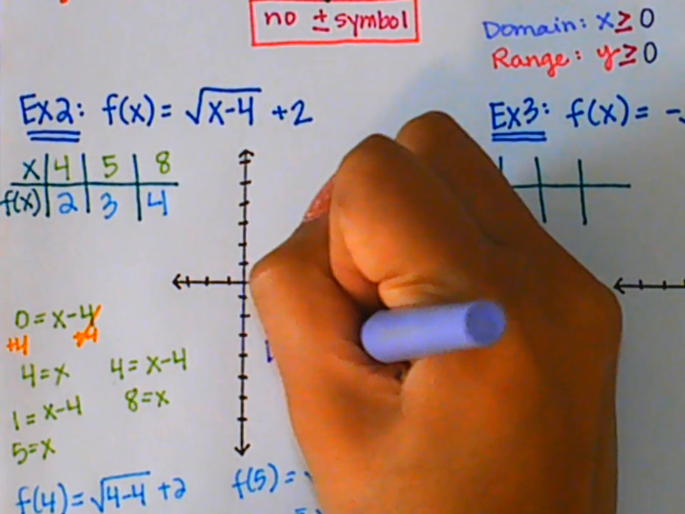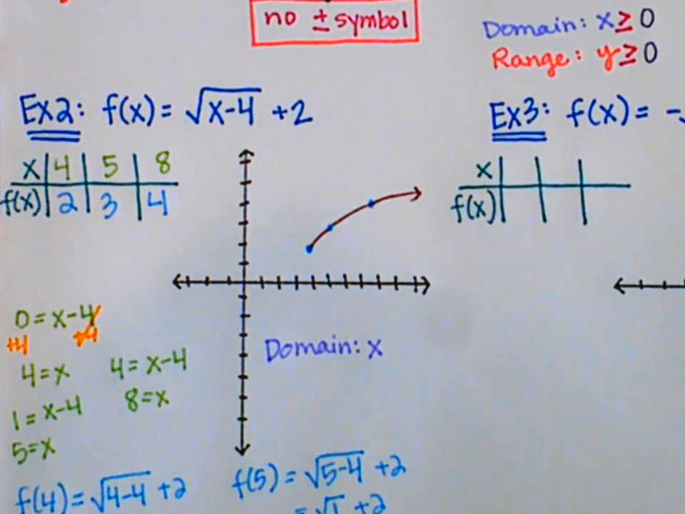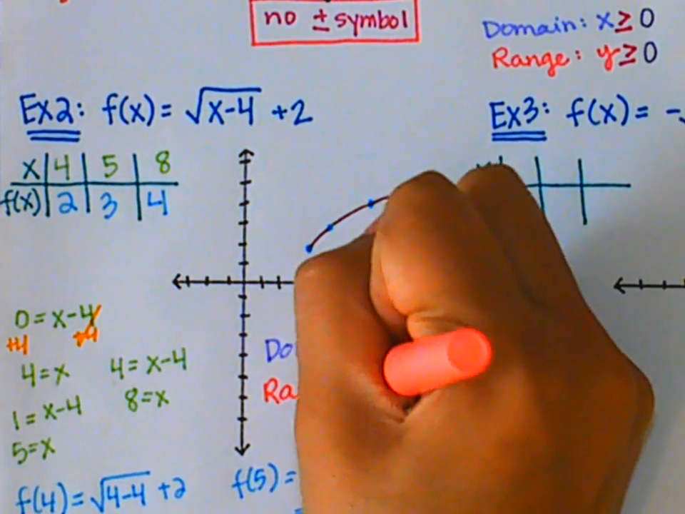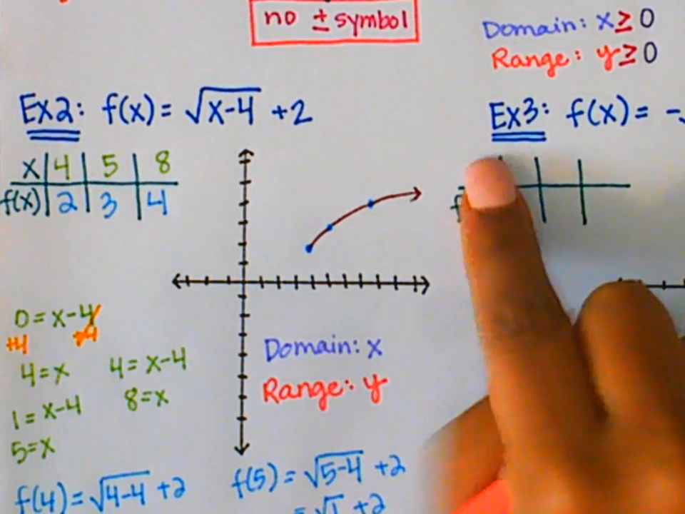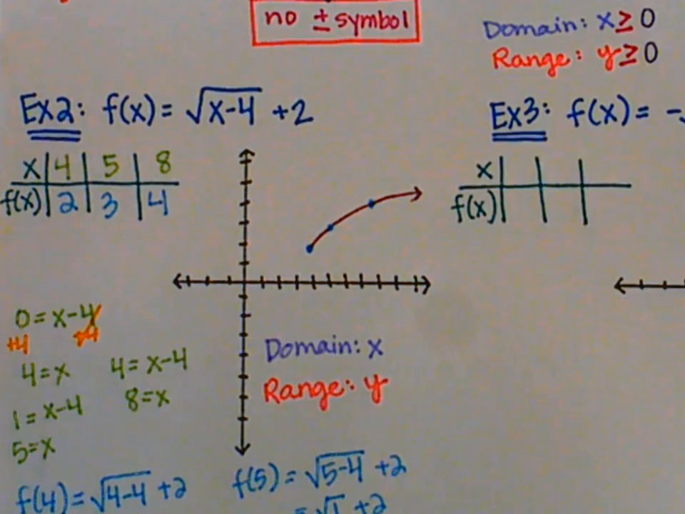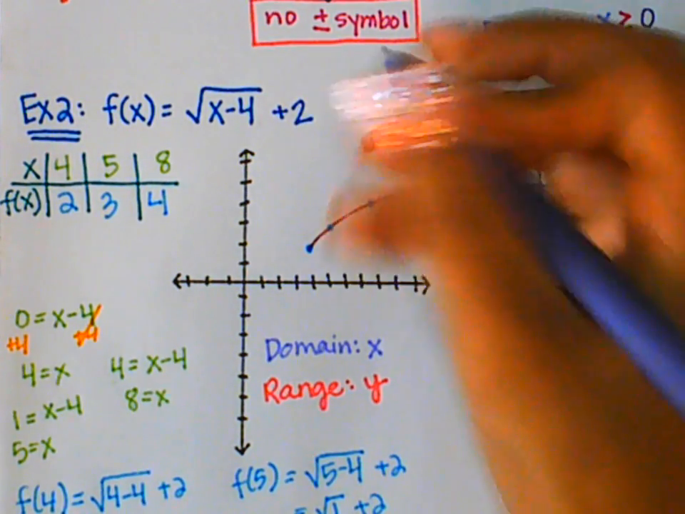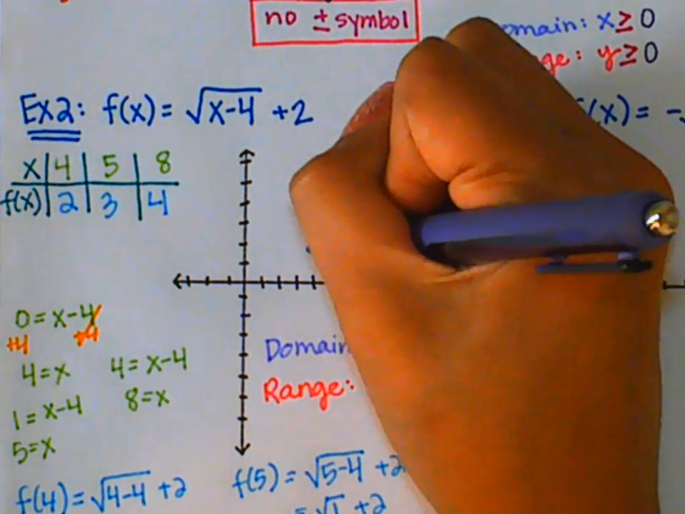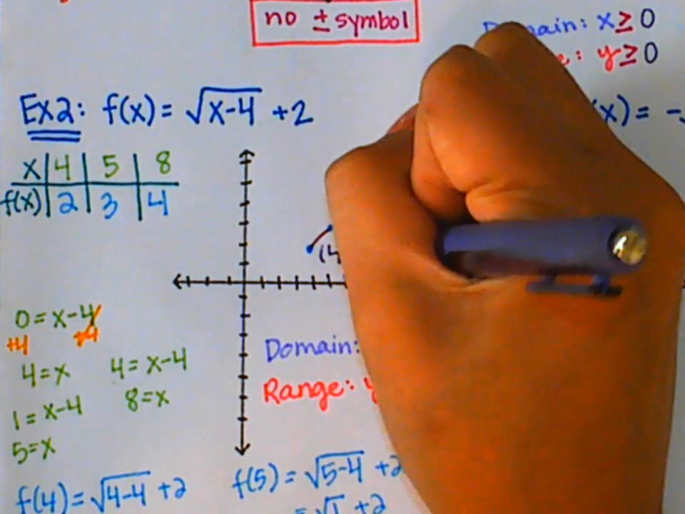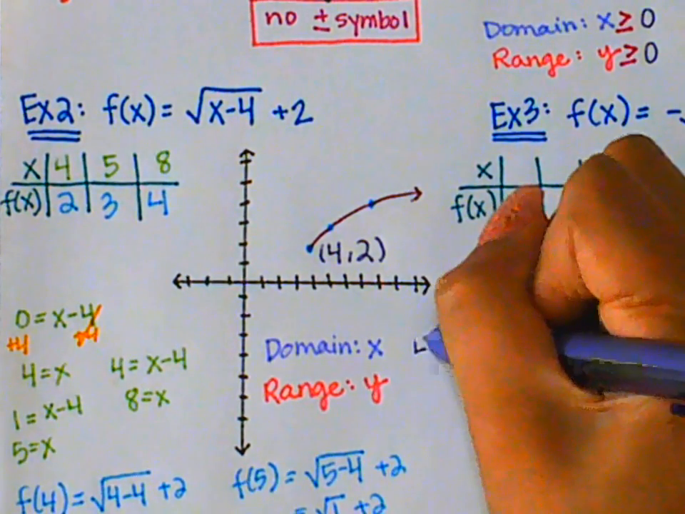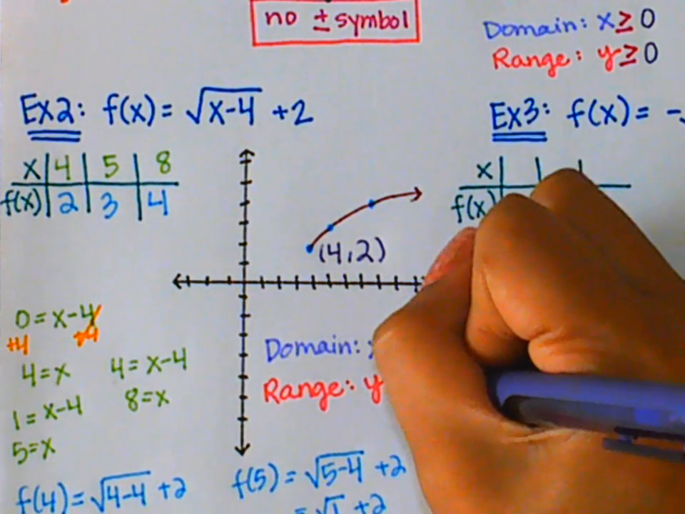Now again, we just need our domain, which is all of my x values, and my range, which is all of the y values that are on that line, on that graph. I'm going to take that vertex that I called, which is 4, 2. The x value of my vertex goes with my domain. The y value goes with my range.